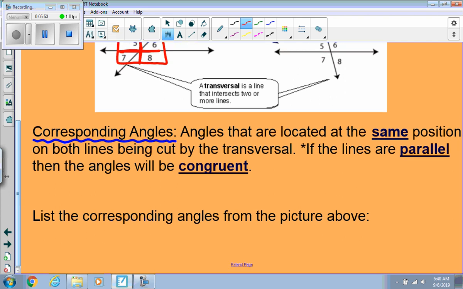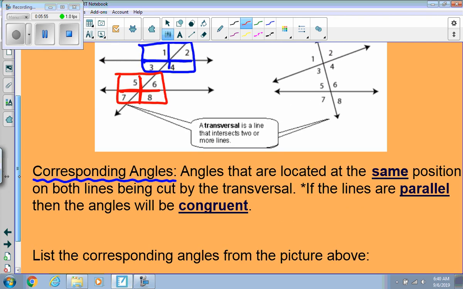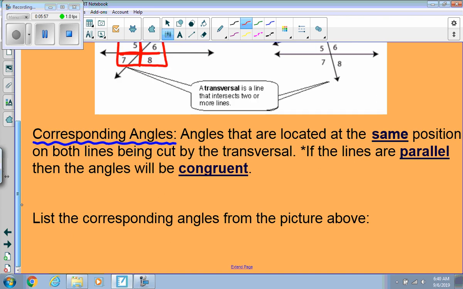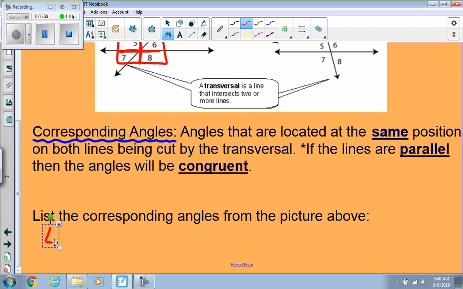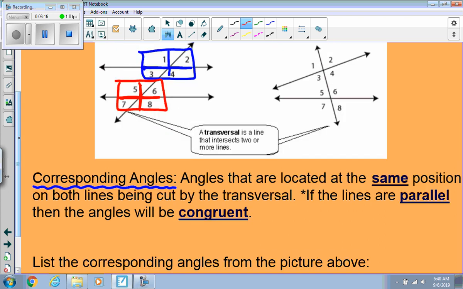Let me list 2 down here at the bottom. Let's do angle 2 and angle 6. So angle 2 is going to be congruent to angle 6. And let's do 3 and 7. So 3 is going to be congruent to angle 7. Again, this is because they're in the same box. If I draw the box on the picture, they're both in the bottom left-hand box of the picture.